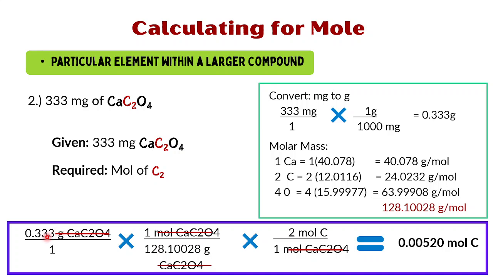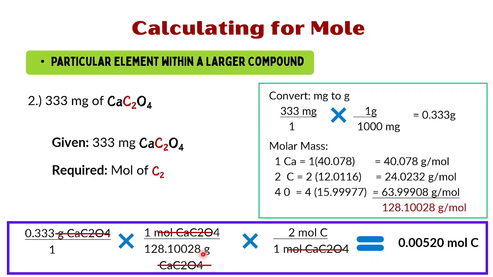So here, we are given the mass already. So we have 0.333 grams of calcium oxalate over 1, times 1 mole of calcium oxalate over 128.10028 grams of calcium oxalate. So, in the numerator, you can see that the unit is grams of calcium oxalate. Now, that's on the left variable. Now, for this variable, class, we need to make sure that the unit grams will be placed at the denominator so that it will cancel out.